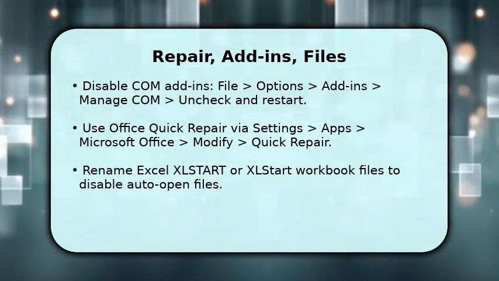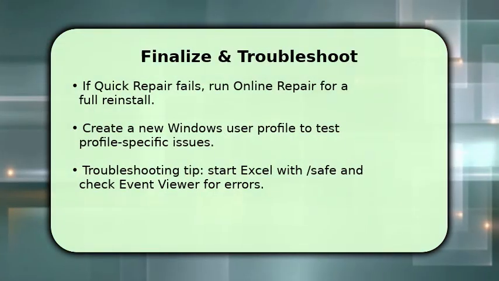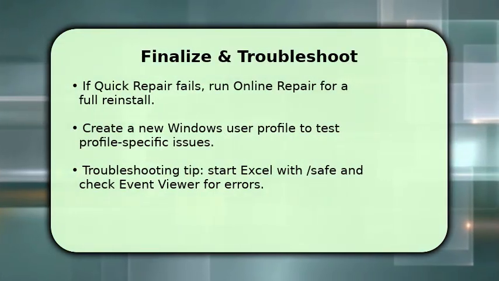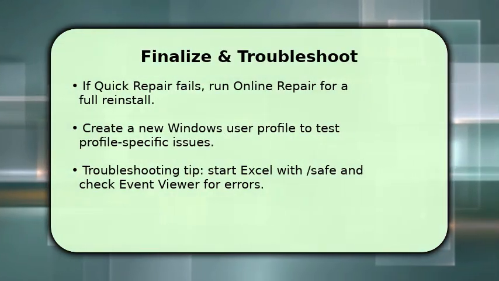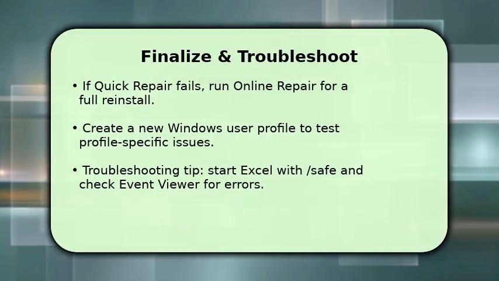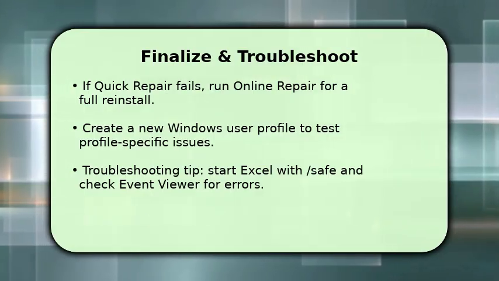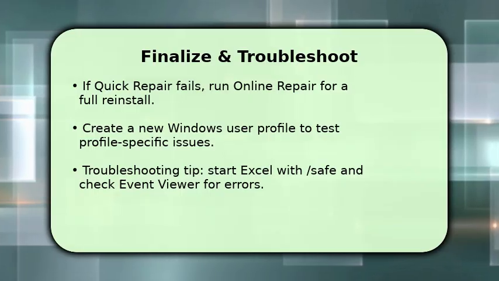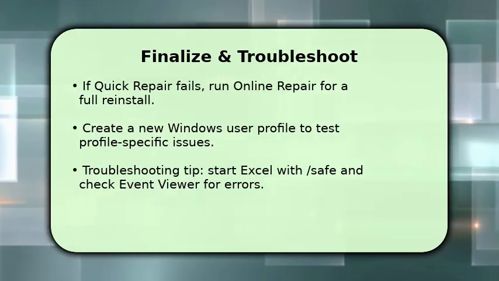You finish by escalating. If Quick Repair did not help, run Online Repair to reinstall Office without losing settings. It replaces core files. Make a new Windows user and launch Excel there to determine if the issue is profile-specific. This often reveals permission or registry user hive problems.